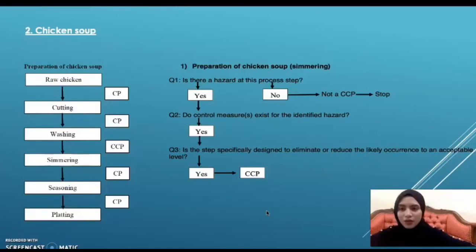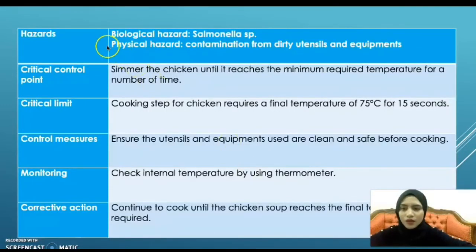For the second menu is chicken soup. This is the food preparation flow, which we also have 1 CCP in the simmering step. In this HACCP decision tree, we have determined that simmering step is one of the critical control points. The hazards that are present are biological hazard, Salmonella species, and physical hazard, contamination from dirty utensils and equipment. For the critical control point, simmer the chicken until it reaches the minimum required temperature for a number of time.